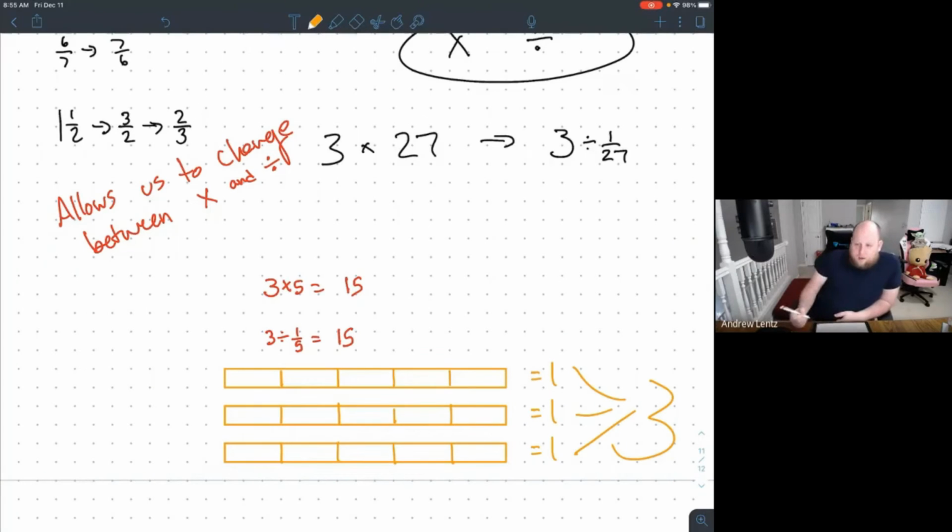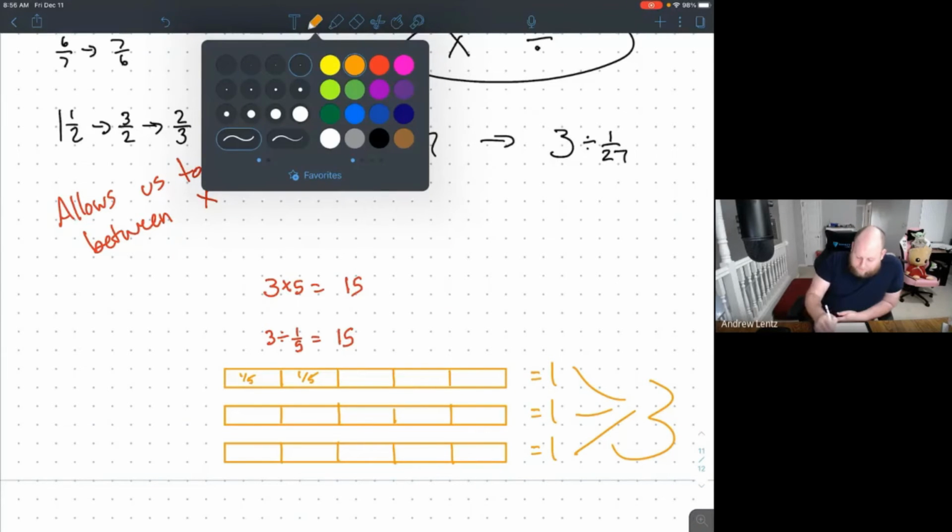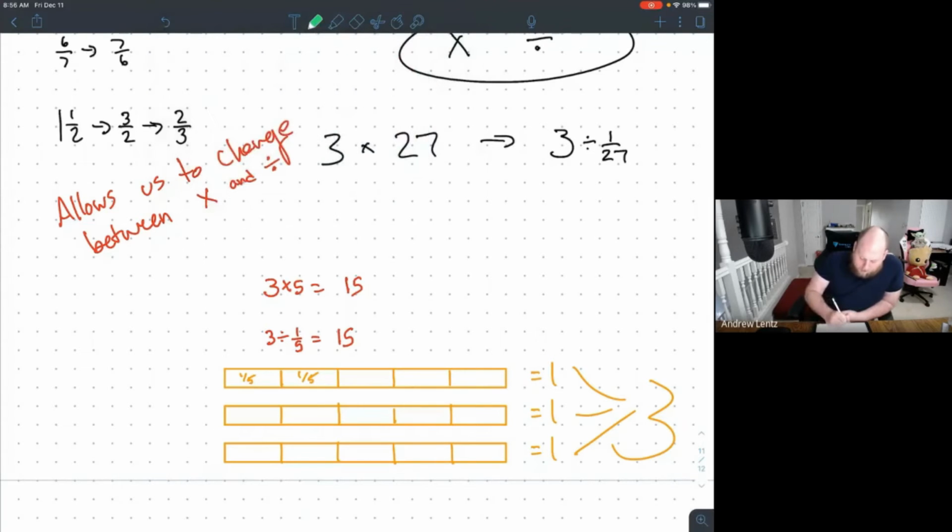Now, each of these is broken into 1/5. So this is 1/5. That's 1/5, etc. If I count my fifths, okay, I'm going to switch colors to that green. I'm going to count my fifths. 1, 2, 3, 4, 5, 6, 7, 8, 9, 10, 11, 12, 13, 14, 15. Okay. So 3 times 5 is 15.